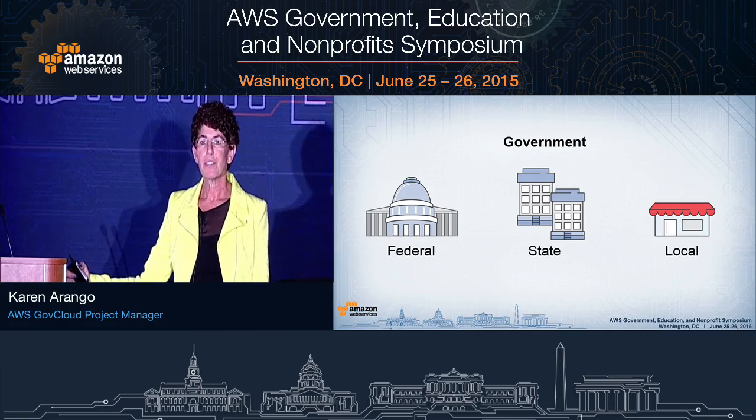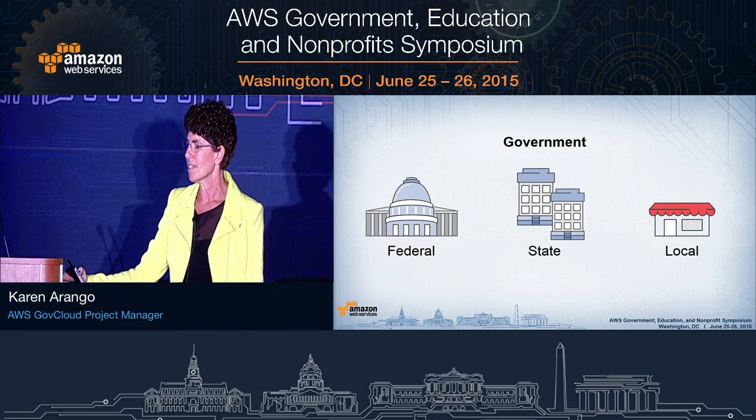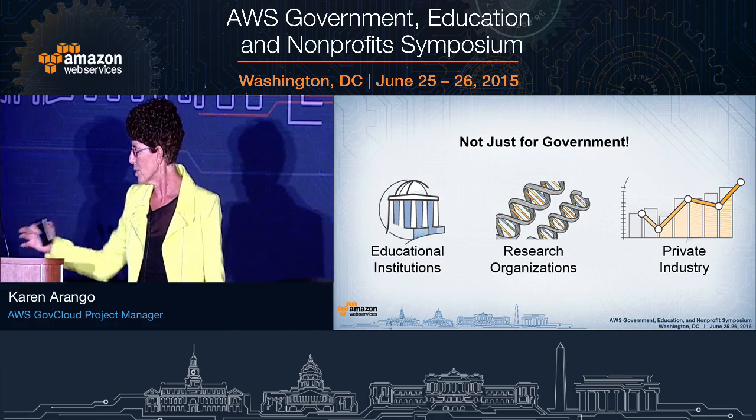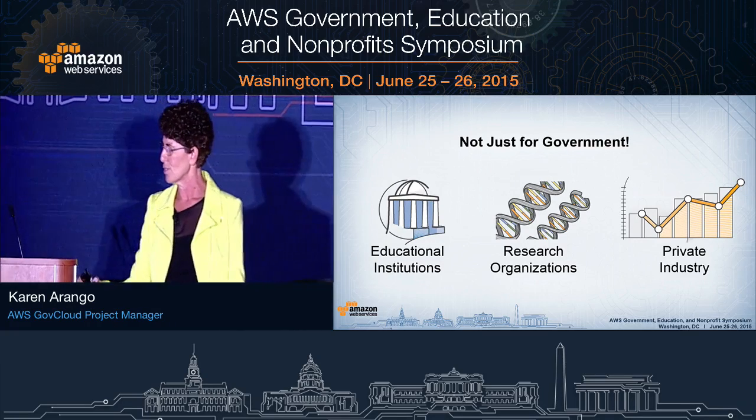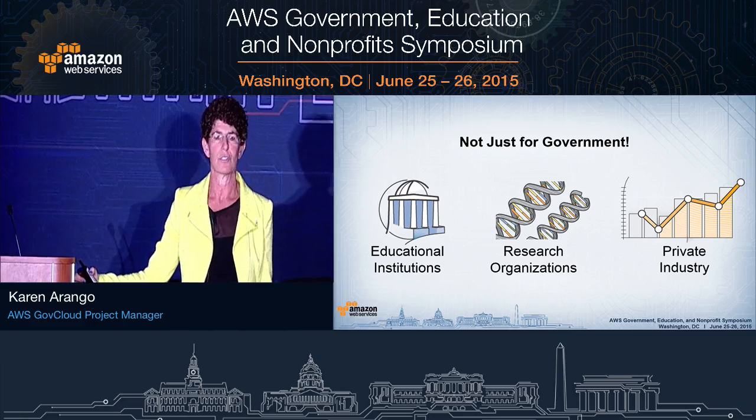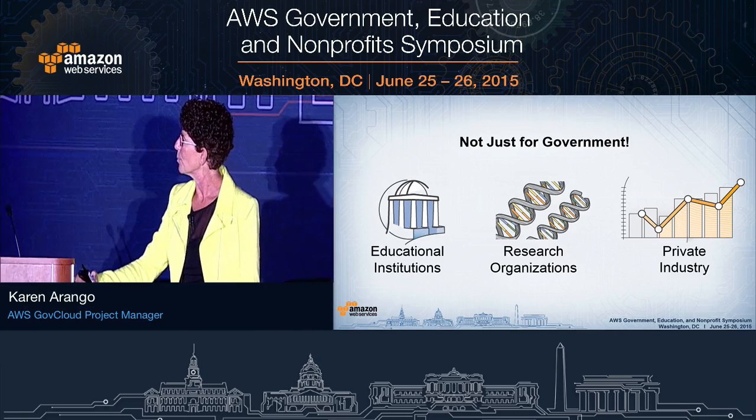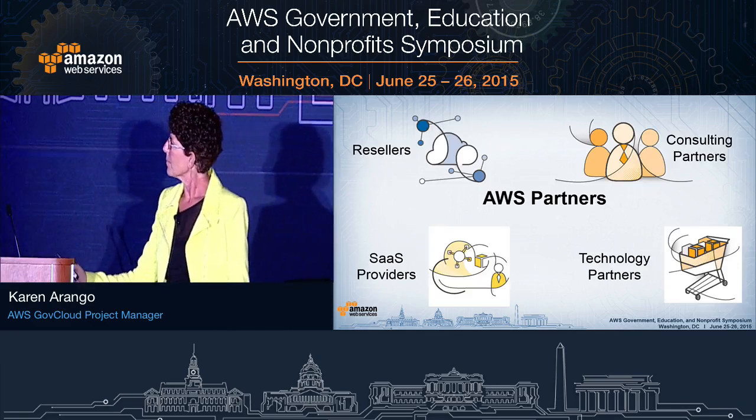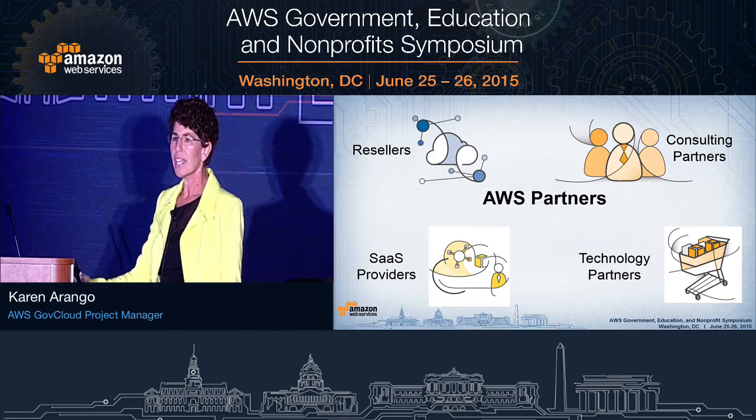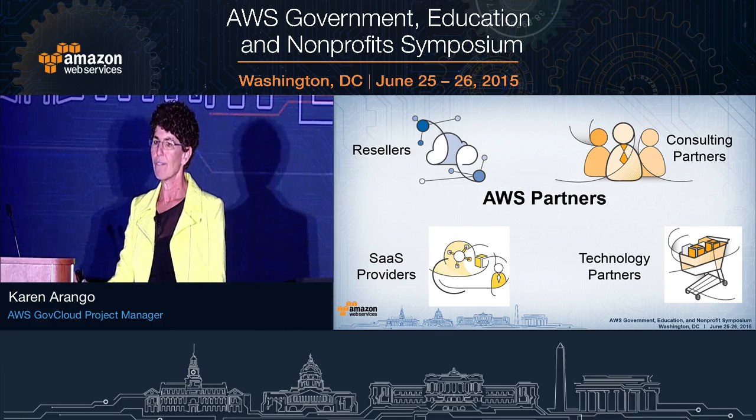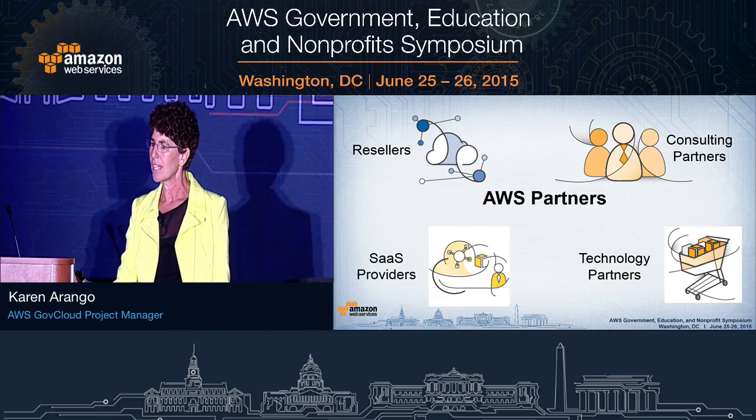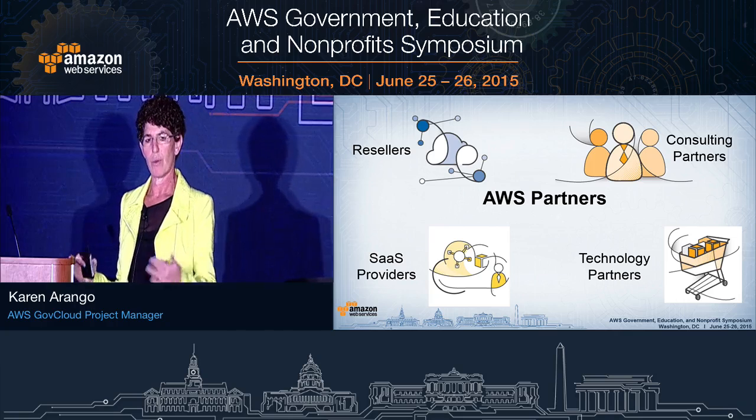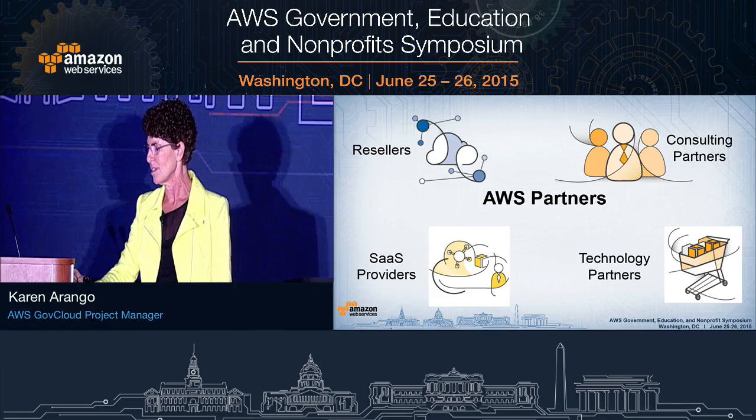So yeah, federal, state, and local agencies across the government are using the region. But you'd also be surprised, educational institutions and research organizations, and then private industry are coming into the region. Private industry has regulated data as well. And then our AWS partners. We have many resellers that sell in GovCloud. We have consulting partners that, if you're an end customer and you're not quite sure how to get started, will help you get started.